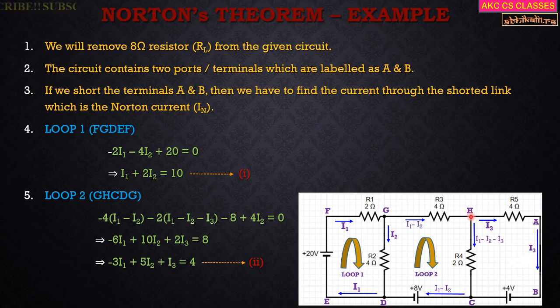Now the third loop. The third loop will have the direction of movement as H to A to B, B to C, and C to H. So this is the third loop. Starting with the third loop, if I start from H, I'll be moving from H to A. My direction of movement is H to A, and the current is also moving in the same direction, so there will be a drop of IR. The drop is calculated as minus 4 times I3, right?